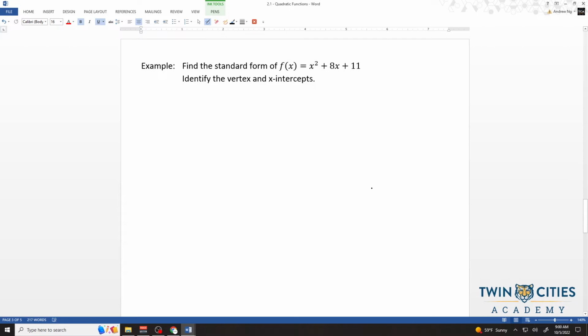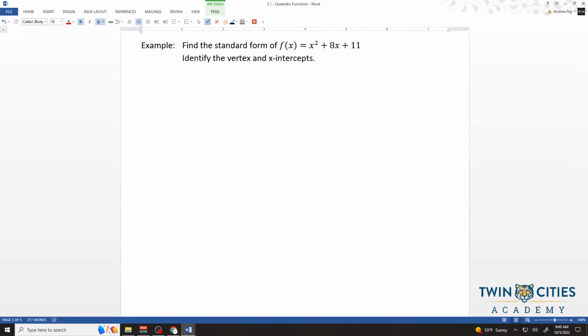Let's do another one. Let's find the standard form this time of x squared plus 8x plus 11. Here I want to identify the vertex and the x-intercepts. So again, this is one of those where, as it is, it's kind of hard for me to do that. So I'm going to try and complete the square and get this into standard form. So first, grouping the x terms together. x squared plus 8x together, and then I'm going to have a plus 11 out here.